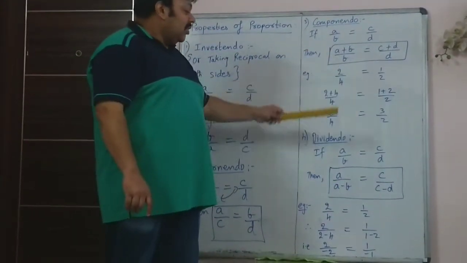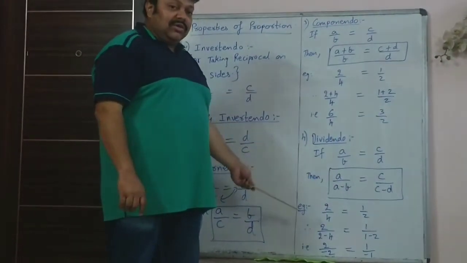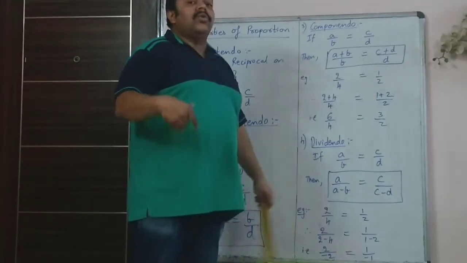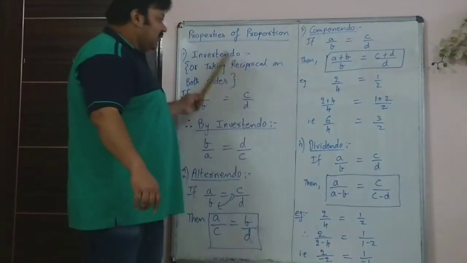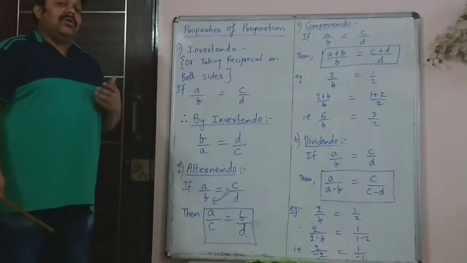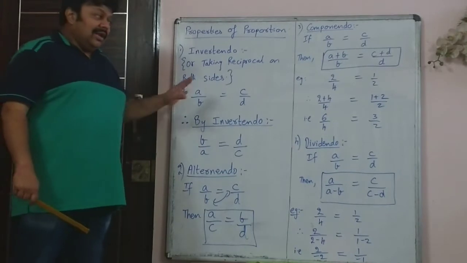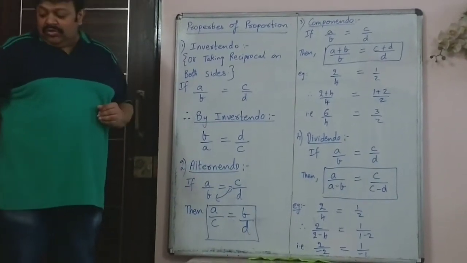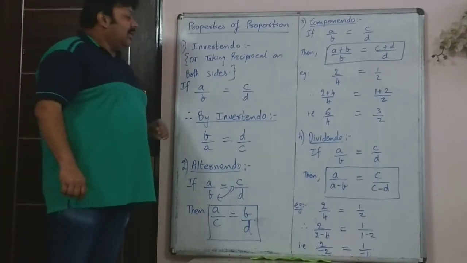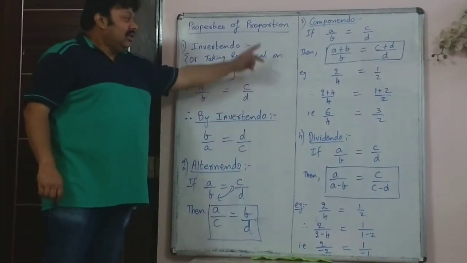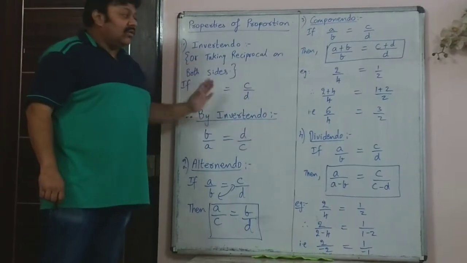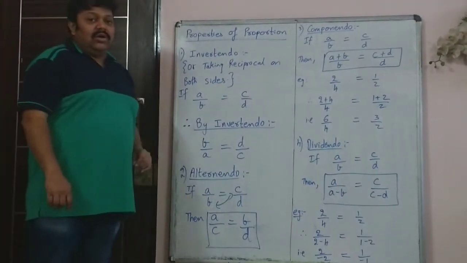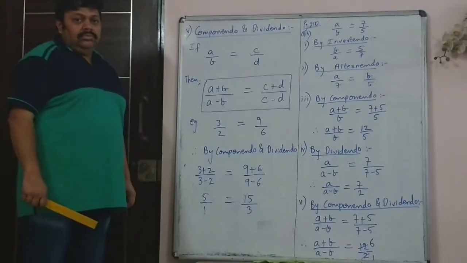So please understand what is componendo and what is dividendo. Usually these two are done together. So next, that is fifth, we will see componendo and dividendo together. And that is what is generally used in most of the sums which come in the exam. So we will see the next frame, point number 5, in which we are using componendo and dividendo together. You have to be very clear with these properties. And of course, when you do the sums, you will know how to apply them.